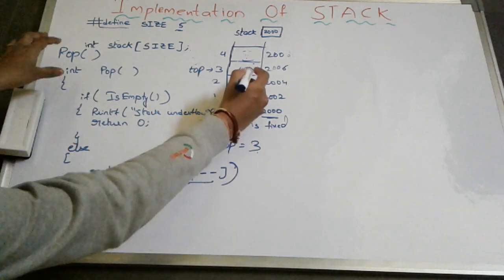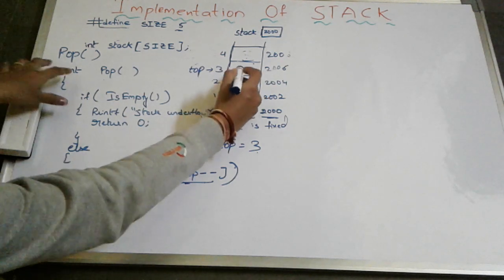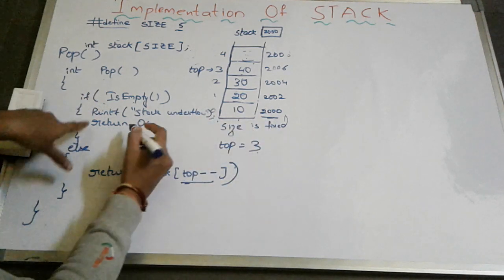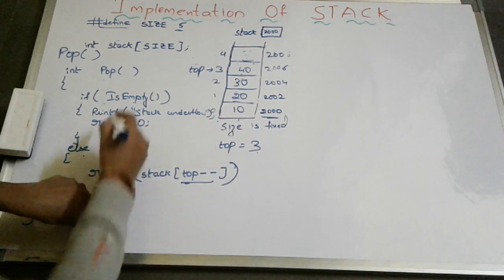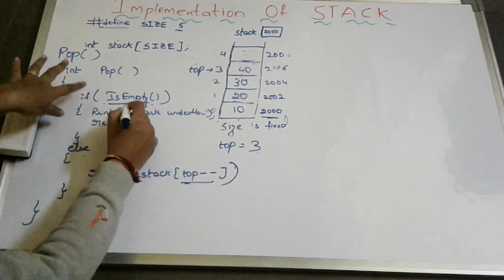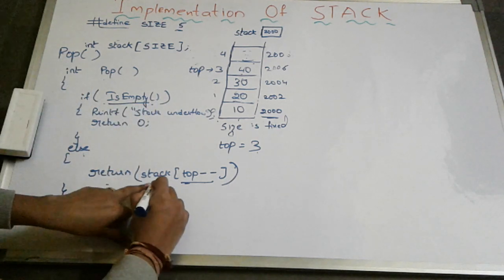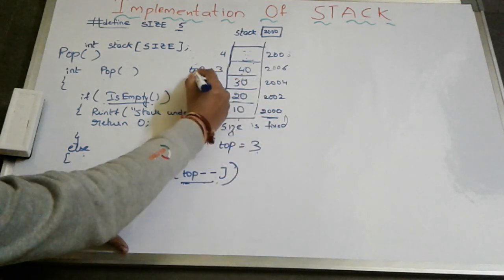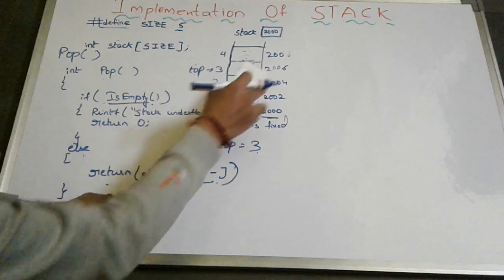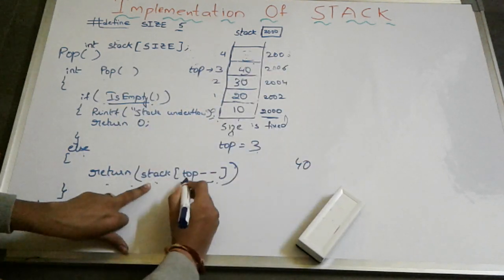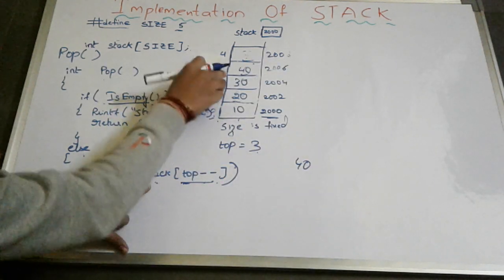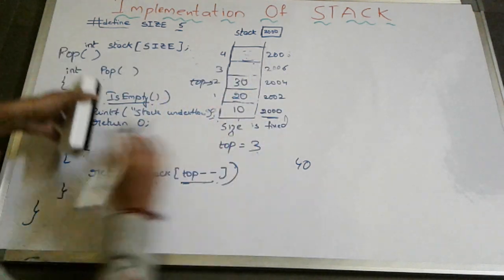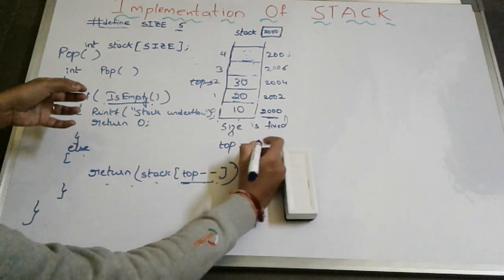Now if you perform the pop operation again, it checks whether it is empty or not. So clearly we can see that it is not empty, so it will return false. Now in the false statement, return stack of top minus minus, right? What is stack of top? 40. So 40 will be returned and top will be decremented. It's gone and the value of top is now 2.